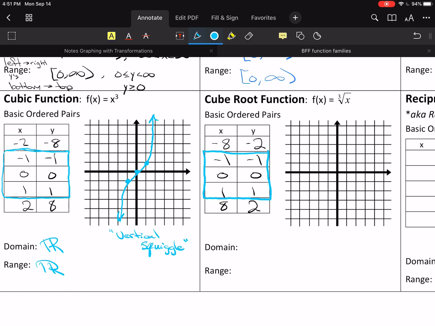All right, so graphing those, again, I get that little line segment, (0, 0), (1, 1), (-1, -1). It's just that this time, my graph is going to look like this. I call this my horizontal squiggle. Domain and range are still all reals, all reals.